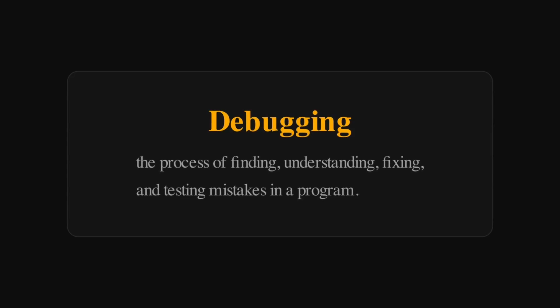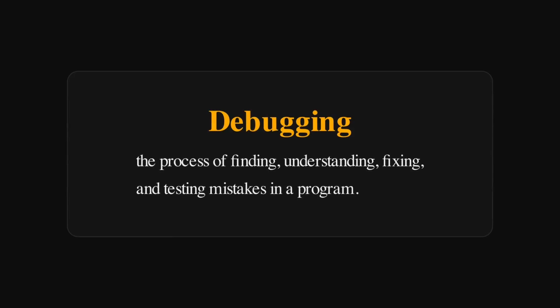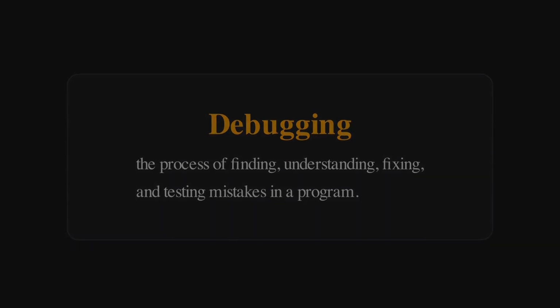Debugging is the process of finding, understanding, fixing, and testing mistakes in a program. It is not just deleting errors. It is learning why the program behaved differently from what we expected.